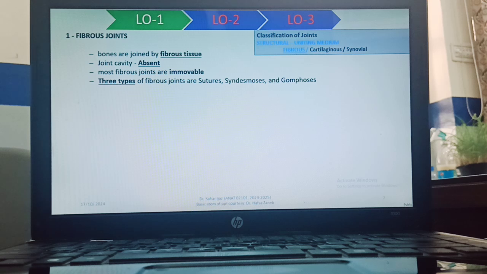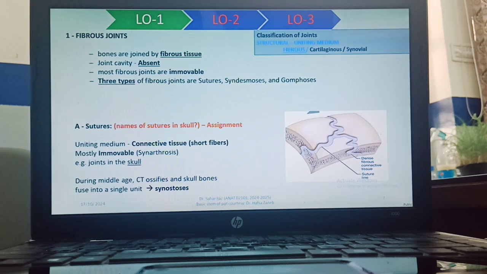Most of the fibrous joints are immovable. They will be slightly movable if the length of the fibers is more. So there can be three types of fibrous joints: sutures, syndesmoses, or gomphosis. Talking about sutures, these are the joints where the uniting medium is connective tissue fibers, which are very short in length. They do not allow movement. So they are immovable, synarthrotic joints, like the joints found between the flat bones of the skull.